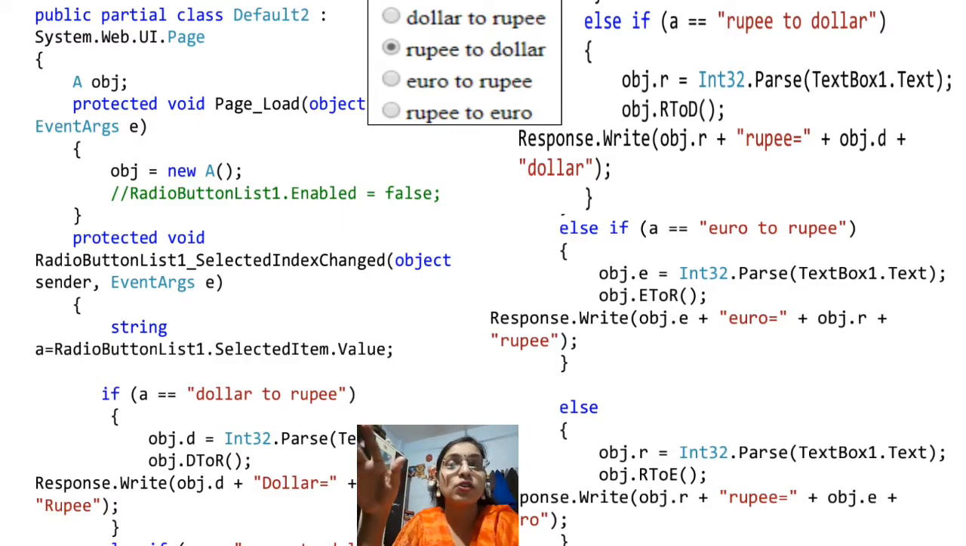inside page load, because when you run the program the page will be loaded into the system. This first event by default will get called by the compiler or the server. So inside page load just create the class object. After that, when you change from one option to another, or when you select a specific option of the radio button list, at that time you have to perform certain action, right?